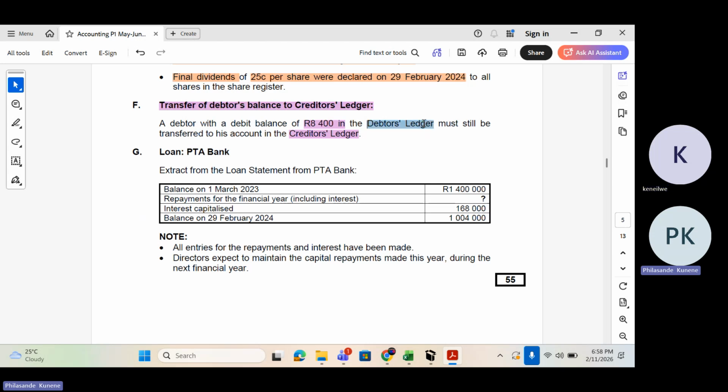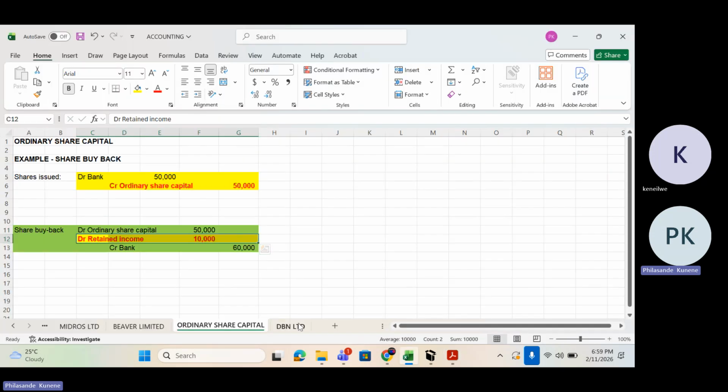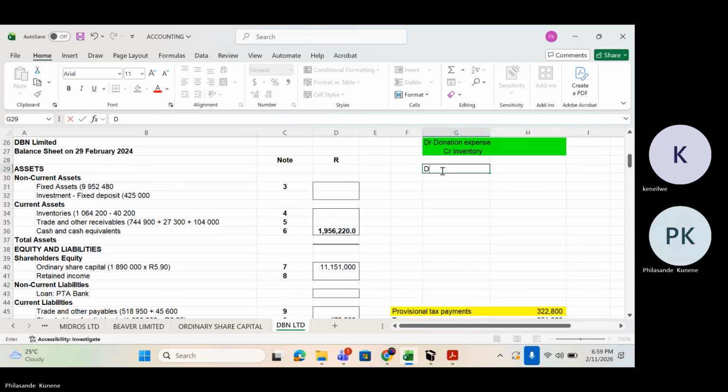You see, we're transferring something from the debtors' ledger to the creditors' ledger, which means the debtors' balance is going to decrease, and the creditors' balance is going to decrease, because the journal entry that I'm going to process in this situation is going to be something like: debit my trade and other payables, and then what am I going to credit? I'm going to credit my trade and other receivables, because I'm transferring it from this side to the other side.